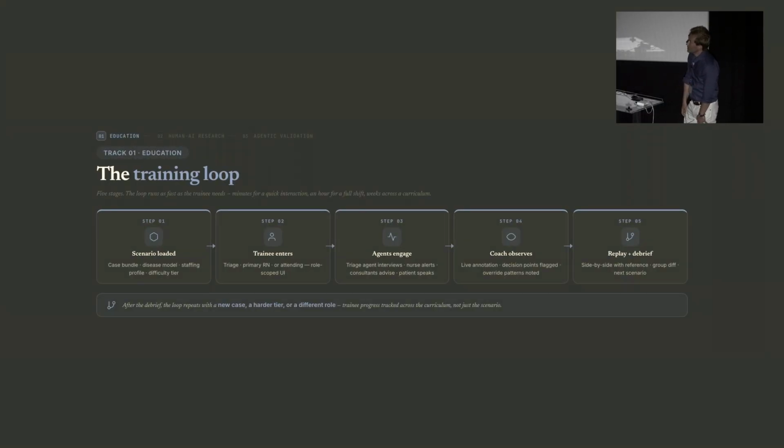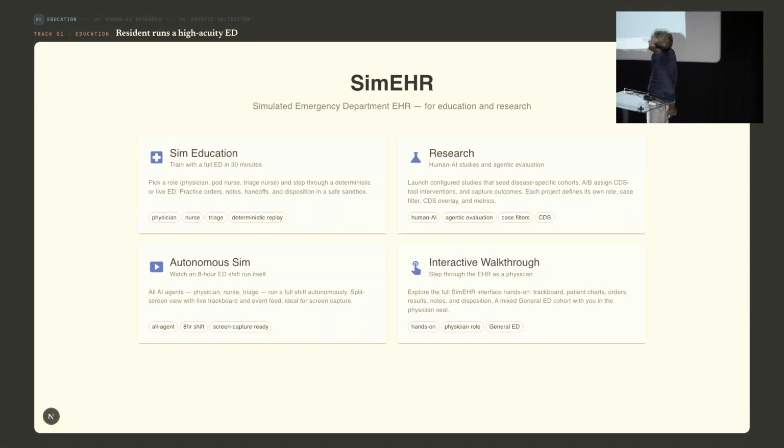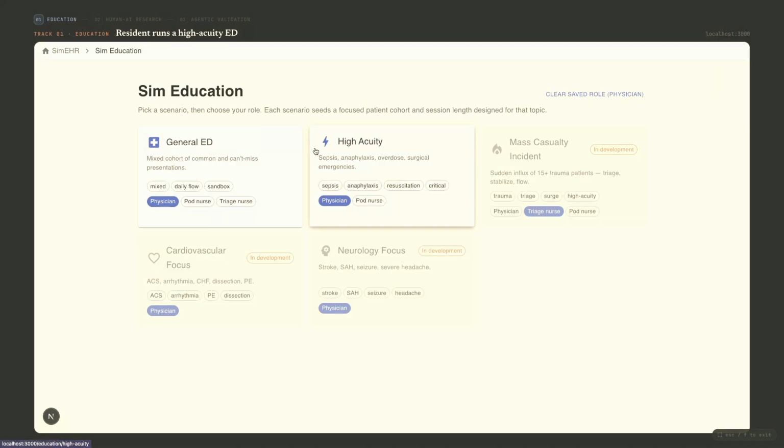So the aspect of this is just there's a training loop component. You can skip this. We can go to just the next slide real quick. If you can do me a favor and just click on the sim education. And I won't go into any of these at this point, but the idea is that you would load up different scenarios based upon different educational tasks.